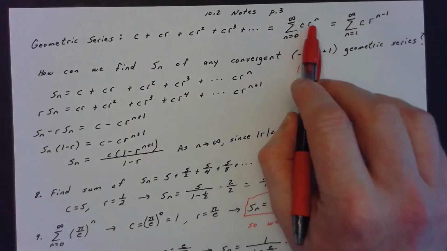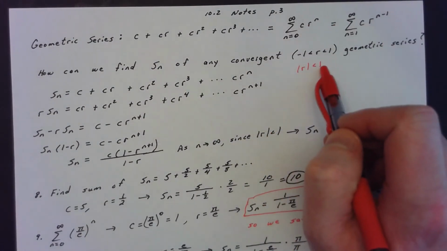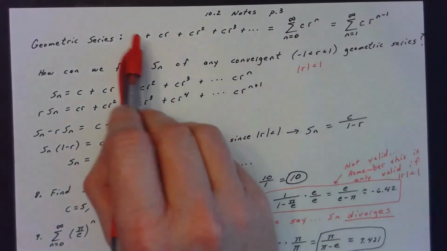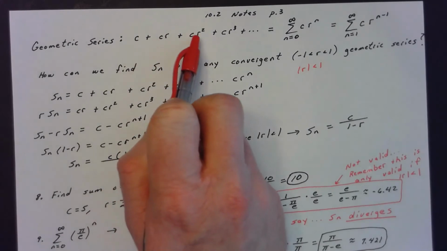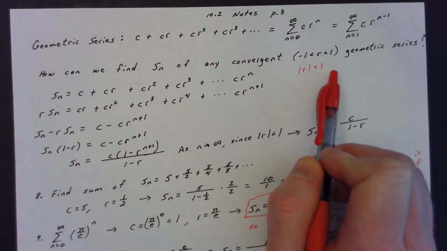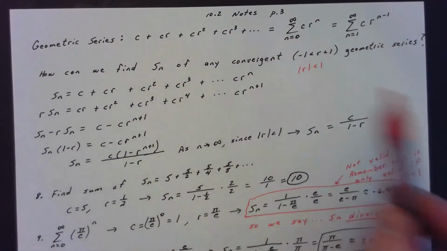Well, think about it. If the absolute value of r is not less than 1, what if r is 1.1? Then each term of your series would be getting larger and larger and larger. Even if it were negative, the absolute value of each term of your series would be getting larger. It would just be an alternating sign.